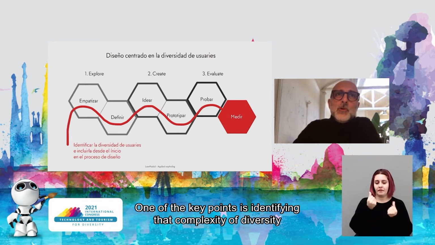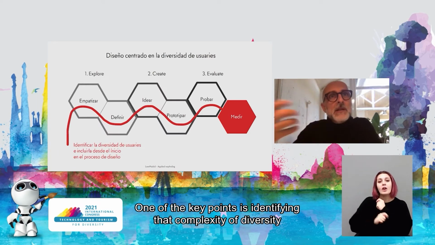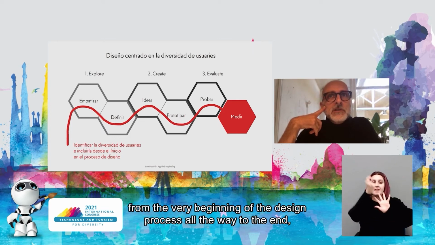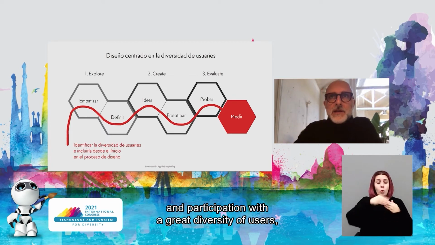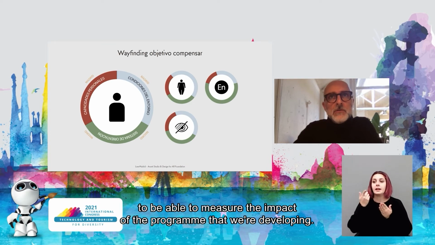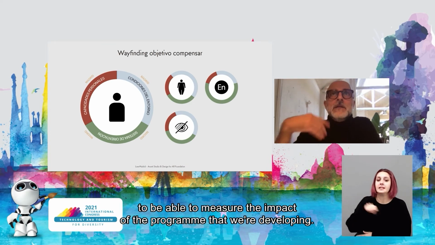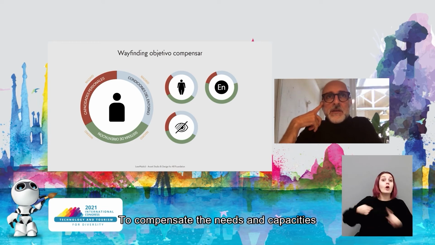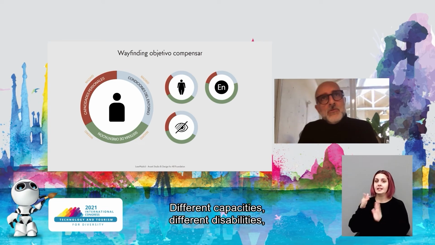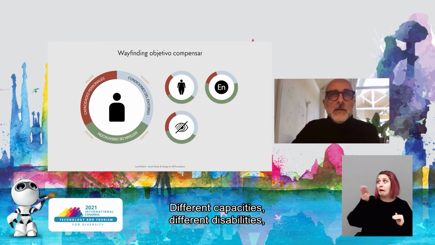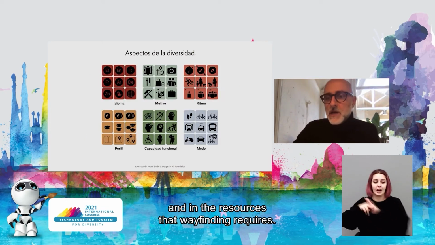So one of the key points is identifying that complexity of diversity from the very beginning of the design process all the way to the end. And participation with a great diversity of users to be able to measure the impact of the program that we're developing to compensate the needs and capacities of different people, different capacities, different disabilities, and the number of resources then that the wayfinding requires.